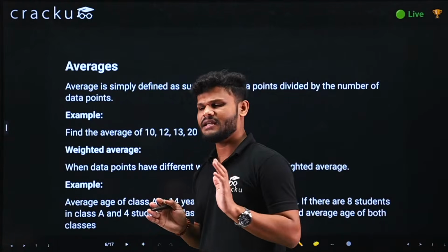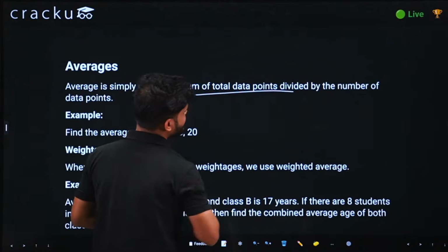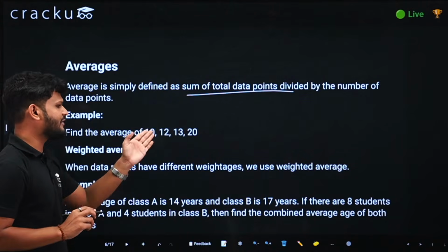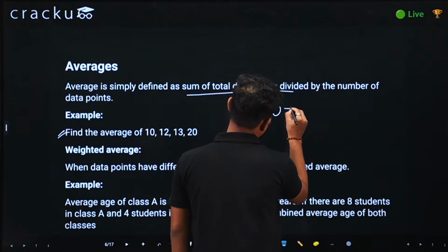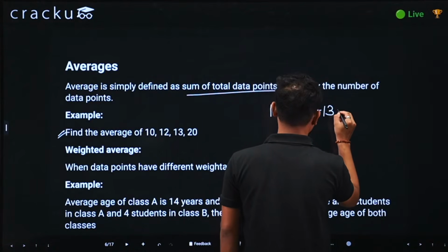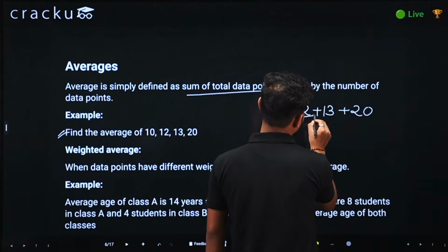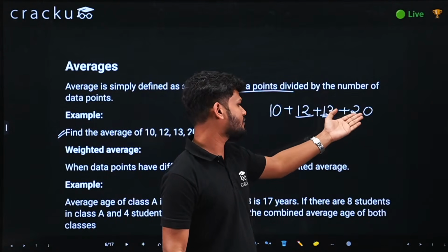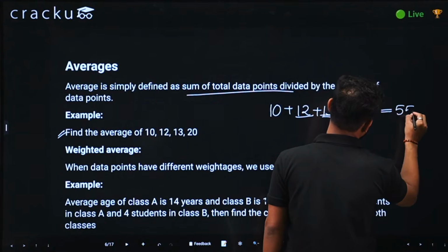All of us have seen in primary school that average is nothing but the sum of total data points divided by the number of total data points. What does it mean? We are asked to find the average of these numbers. What is the sum? It will be 10 plus 12 plus 13 plus 20. 12 plus 13 is 25. 25 plus 20 is 45. 45 plus 10 is 55. Right? So this is 55.